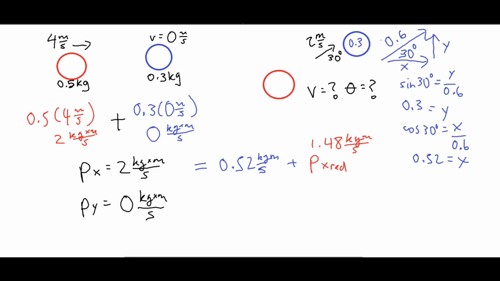All right, secondly, if we use our vertical component, our vertical component is upwards at 0.3, so we'll call that positive 0.3, and anything downwards we'll call that negative. And then if we wanted those to sum up to 0, then this number, we'll call this py for the red ball, is just going to be negative 0.3 kilogram meters per second.